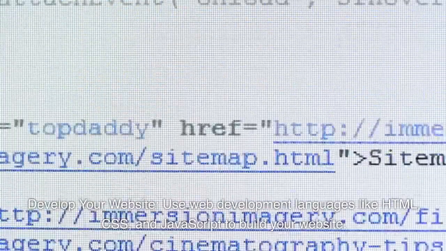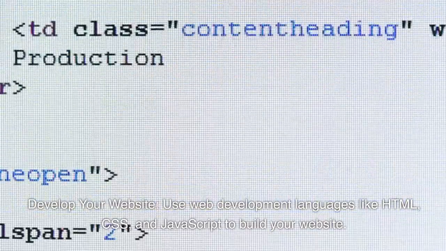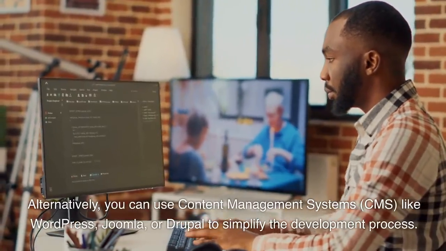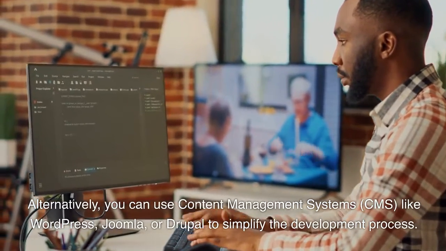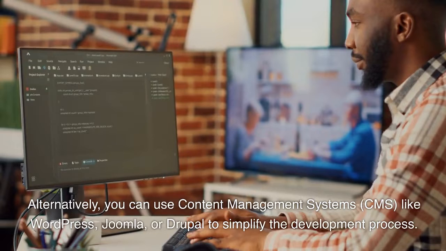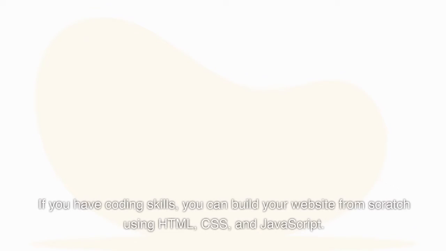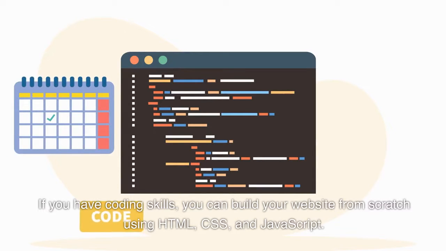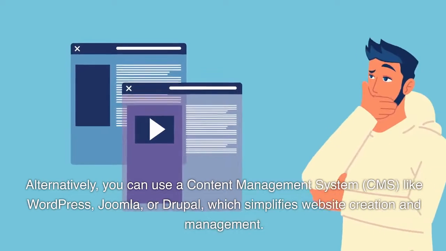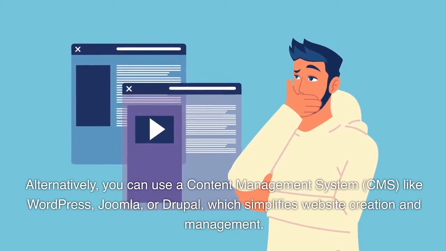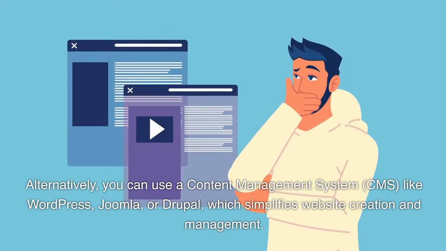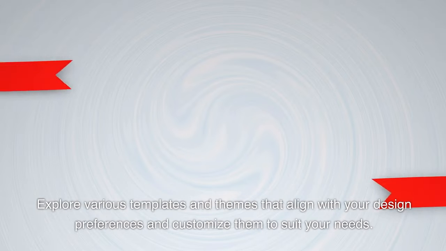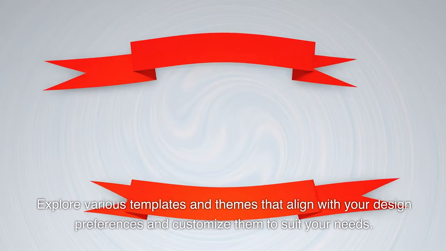Develop your website. Use web development languages like HTML, CSS, and JavaScript to build your website. Alternatively, you can use content management systems, CMS, like WordPress, Joomla, or Drupal to simplify the development process. If you have coding skills, you can build your website from scratch using HTML, CSS, and JavaScript. Alternatively, you can use a content management system, CMS, like WordPress, Joomla, or Drupal, which simplifies website creation and management. Explore various templates and themes that align with your design preferences and customize them to suit your needs.